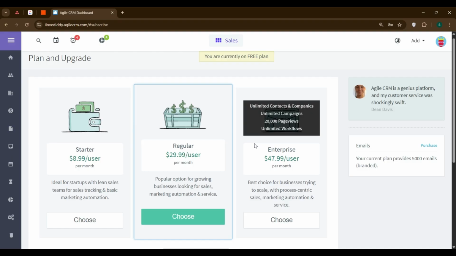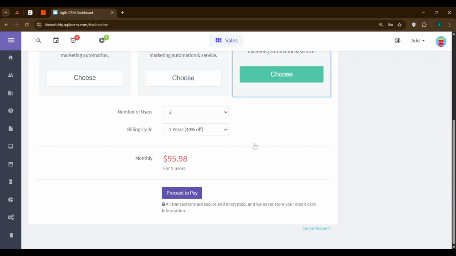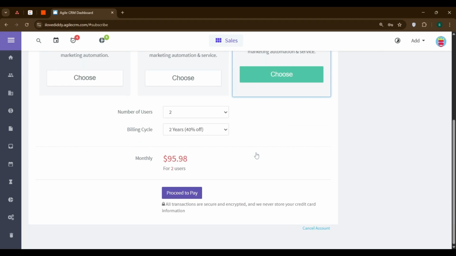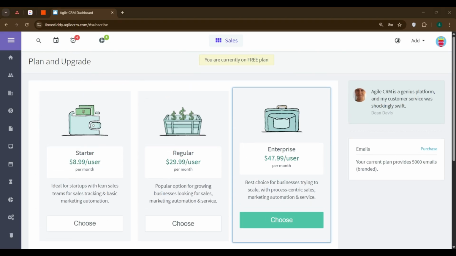The jump from free to Starter is usually the most cost-effective way to add your first team member and get more automation power. And that's it. Knowing these limits helps you plan your growth and upgrade smoothly when the time is right.